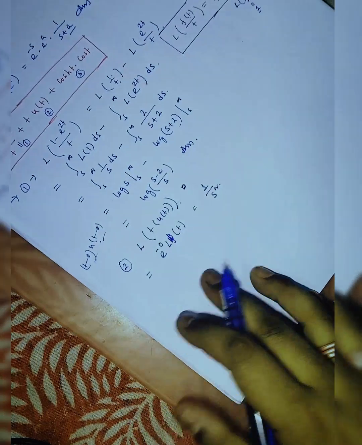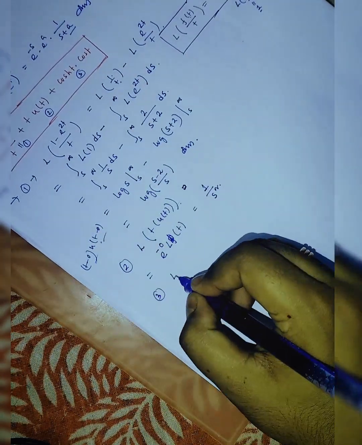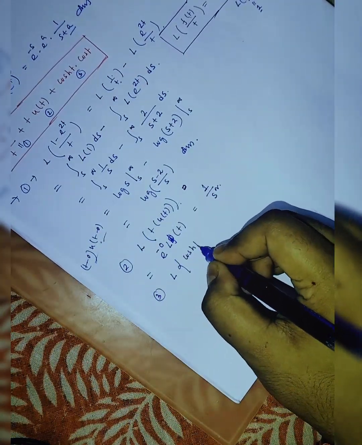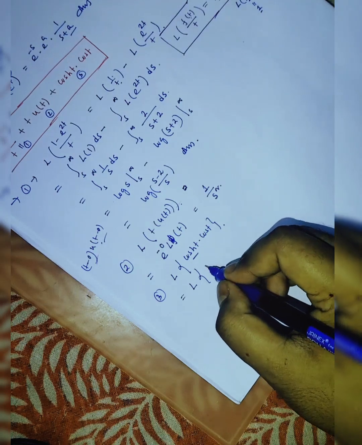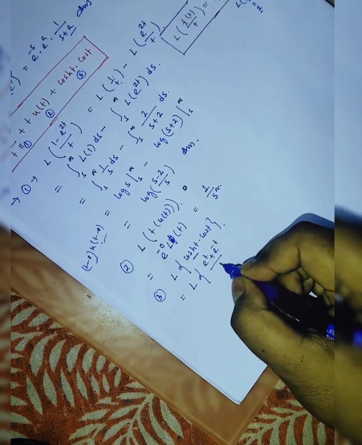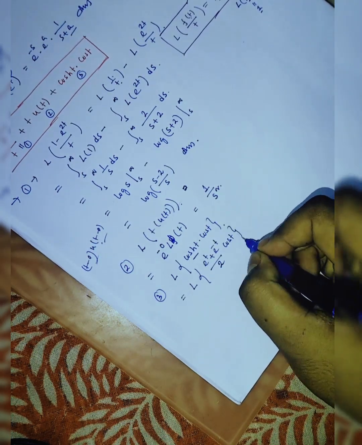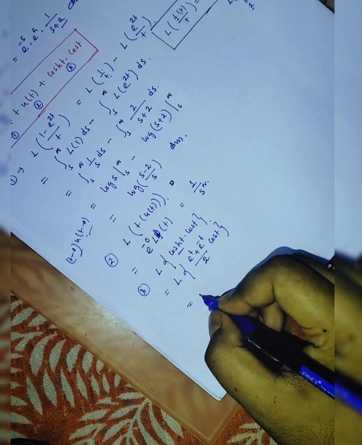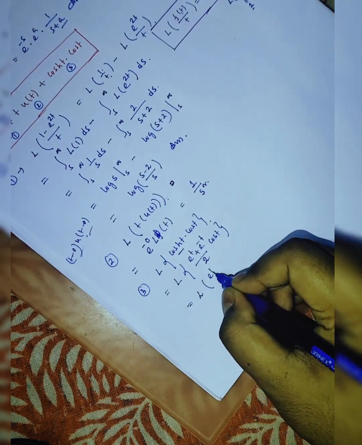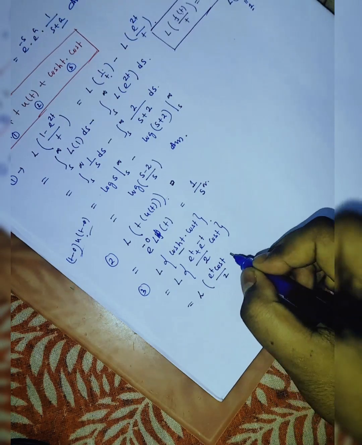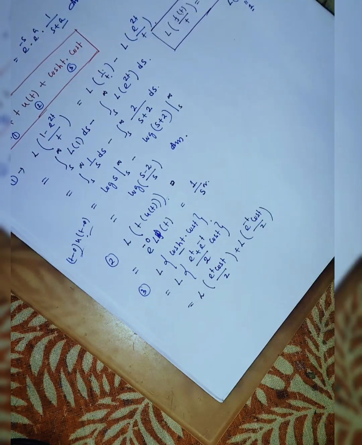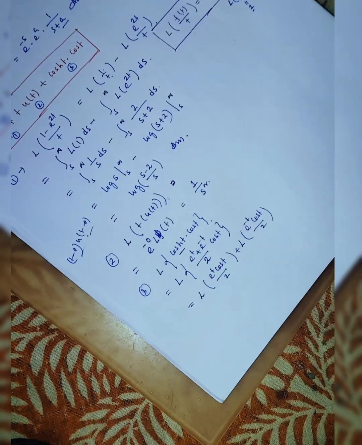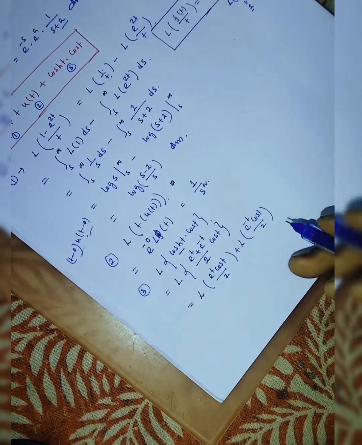Then I am going for the third part, and here it is given L of cos hyperbolic t into cos t. So transform this cos hyperbolic term into the exponential term. So L of e to the power t plus e to the power minus t by 2 into cos t. I can write this, and then I will break this. So L of e to the power t cos t by 2 plus L of e to the power minus t cos t by 2. And I think this is quite an interesting place to use the first shifting theorem.